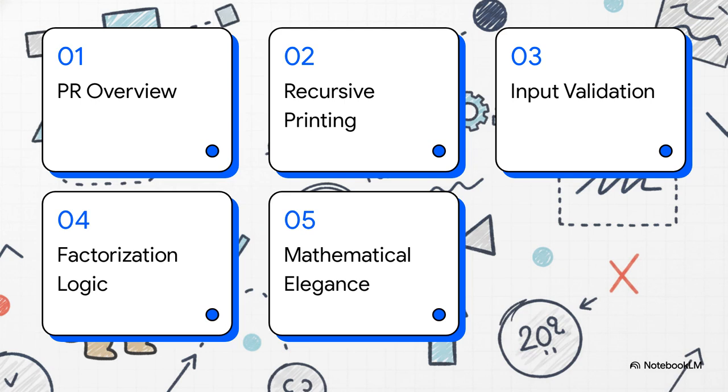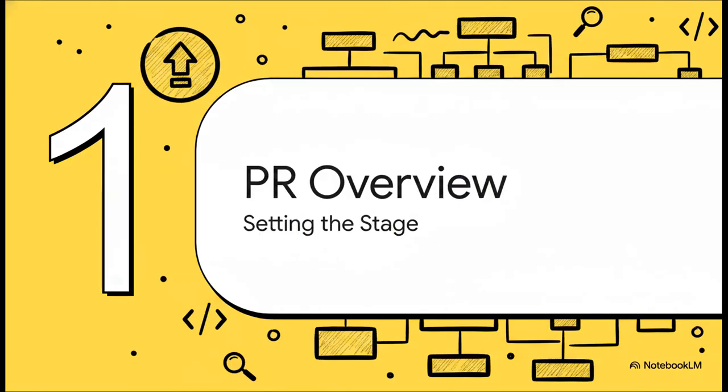First, a quick PR overview. Second, we'll look at the recursive printing helper. Third, input validation. Fourth, the core factorization logic. And fifth, we'll look at the mathematical elegance before giving it a final sign-off. Starting off with Section 1, setting the stage with our PR overview.